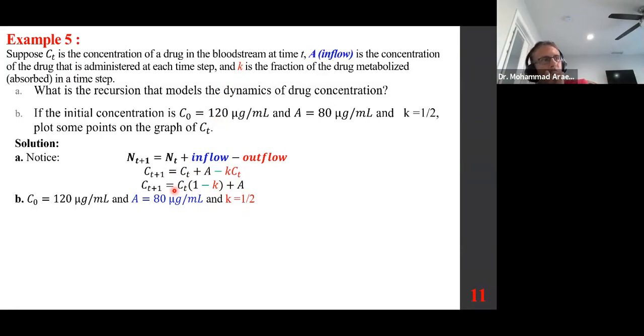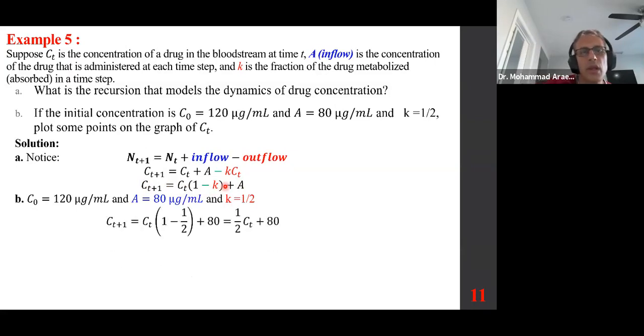Now, if A is 80, we're going to replace it. If K is 1/2, we're going to replace it. Let's do that. So when we do that, 1 minus 1/2 happens to be 1/2 again. And so the formula is 1/2 C sub T plus 80. What it means is when we add the new amount, which is a constant 80 micrograms per milliliter of the drug, this is the constant. Half of what was in there is left.